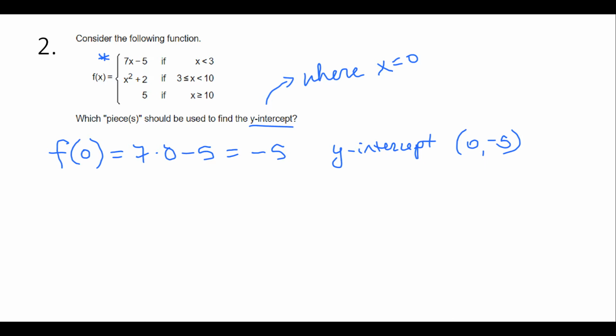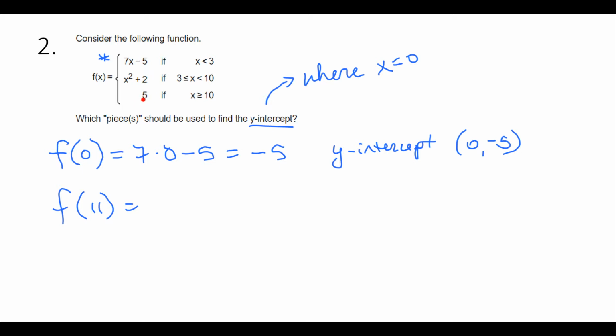Let's do one more example since we're still on the slide. Let's find the value of f of 11. Now what does that mean? That means look for where x equals 11. So is 11 smaller than 3? No. Is 11 between 3 and 10? No. Is 11 bigger than 10? Yes. So we're going to use this definition to find out.